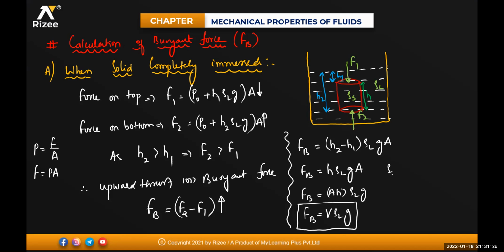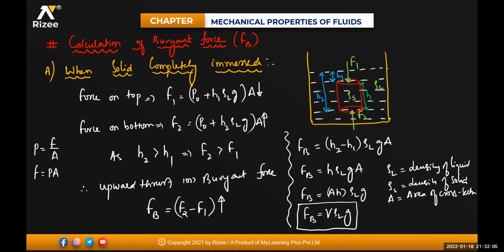Okay, so rho L is the density of the liquid. Rho S is equal to the density of the solid. And capital A is the area of cross section. And G you already know: acceleration due to gravity. Clear, beta? So whenever a solid is completely immersed, how do you calculate the buoyant force? The buoyant force will be equal to volume into the density of the liquid into G. Is that formula clear for everyone?